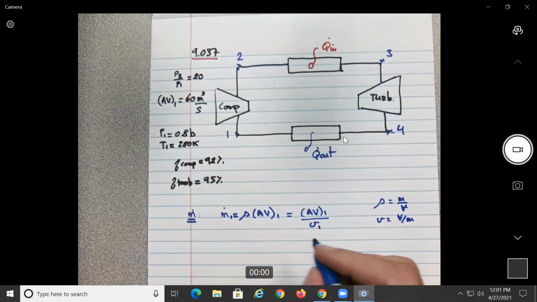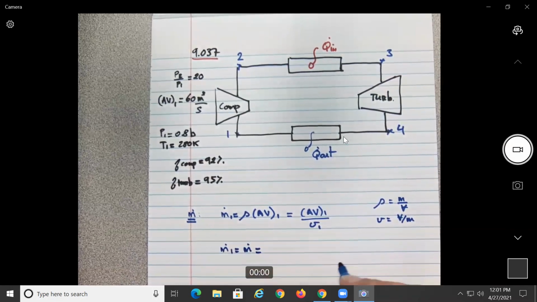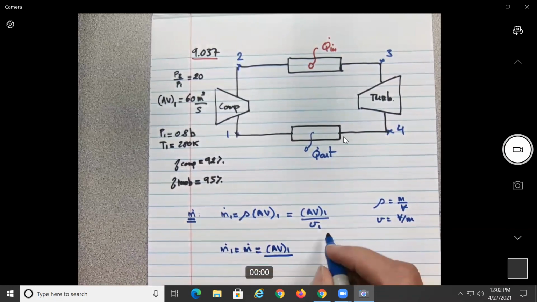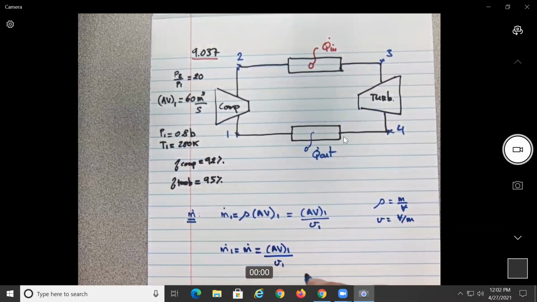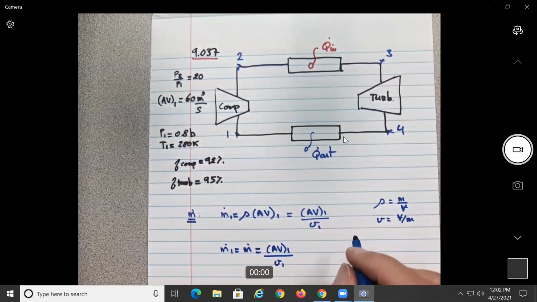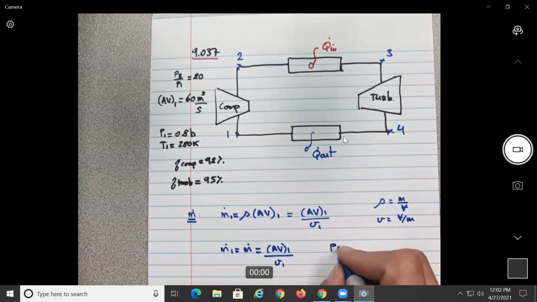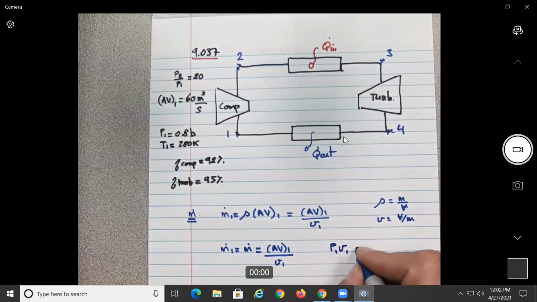So from here we have m1 equal to m will be equal to the volumetric flow rate divided by v1, just writing the same thing. Now, since we use air, we could use the ideal gas relation, which is what? Pv, now you're gonna have to help me. v1 will be equal to what?